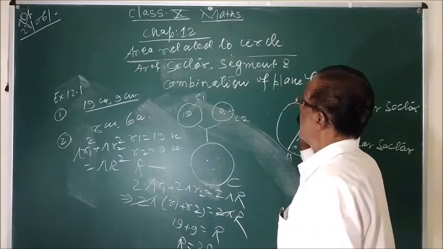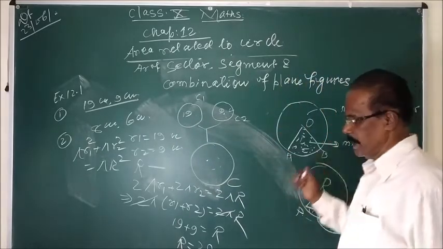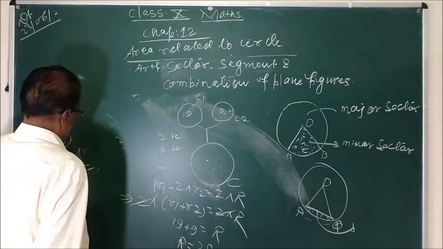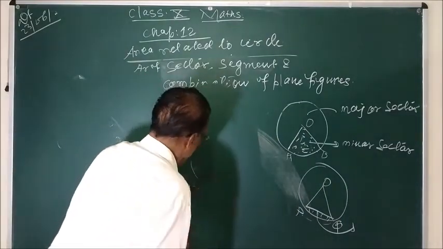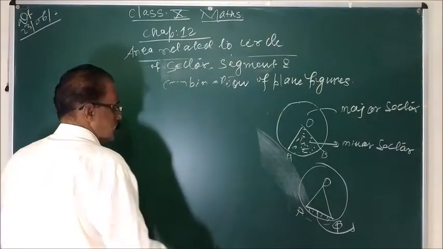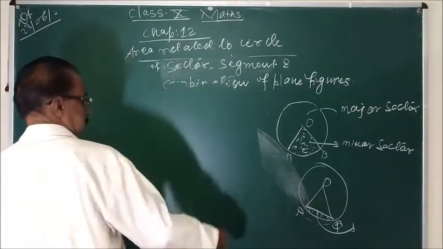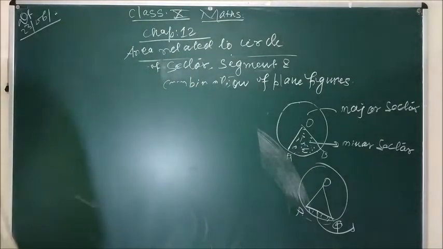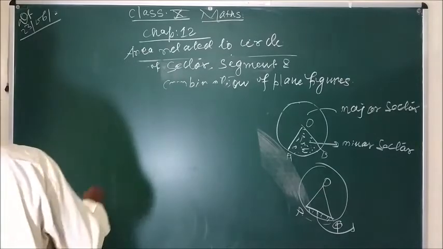Now you see the area of sector. I have already explained the area of sector formula is theta by 360 pi r square. And how will you find the area of major sector, minor segments? Now you see question number 1 of 12.2. The question is, find the area of sector.